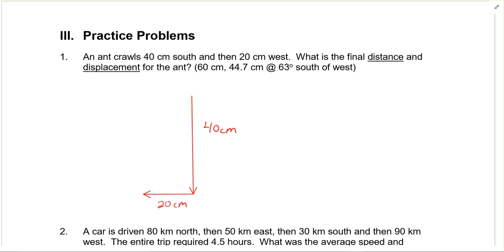Well, the distance, remember, is just a scalar quantity. That's going to be pretty easy. So the distance is just from where you started, and you're just adding them all together. You don't care about what direction. So distance, d, is going to just be equal to 40 centimeters plus 20 centimeters, so it's going to be equal to 60 centimeters. So pretty simple, right? As long as you recognize that distance is just adding them all together because you don't care.